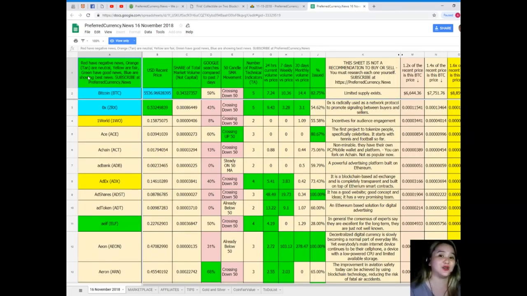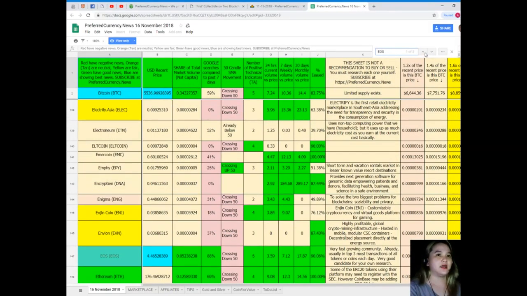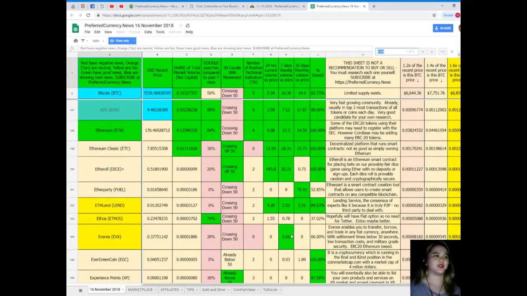Since we talked about EOS earlier, and EOS is one of my favorite tokens, let's search EOS. To simply search, you can just press Control F on your keyboard and type EOS there. As you can see, guys, EOS for today has a recent price of 4.46528389. Share of total market volume is 0.05238238. 88% for Google searches for the past 7 days. It's also crossing down 50 like Bitcoin for SMA movement. Number of positive technical indicators is 5. 24 hours volume versus price is 3.59, 7 days is 7.12, and 30 days is 17.87. Percent issued is 90.06%.